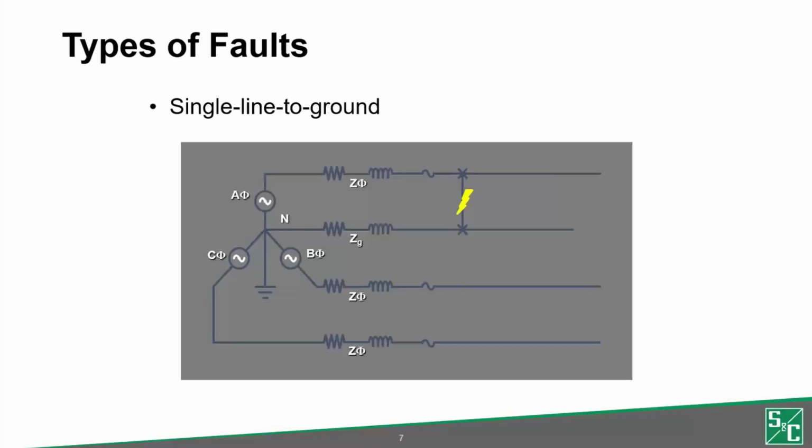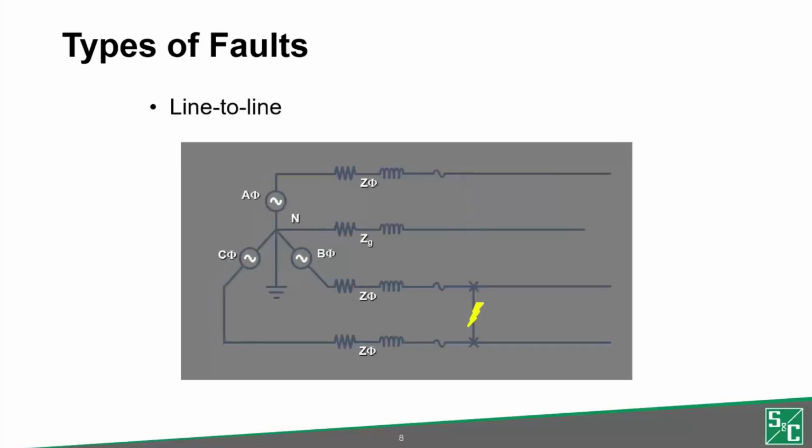Depending on the magnitude and depending on the location of the fault, we may see that the single line to ground fault current magnitude could be higher than a three-phase fault current. That's usually in the event the fault is near the generator or a transformer which has a solidly grounded neutral. So that covers the single line to ground fault current.